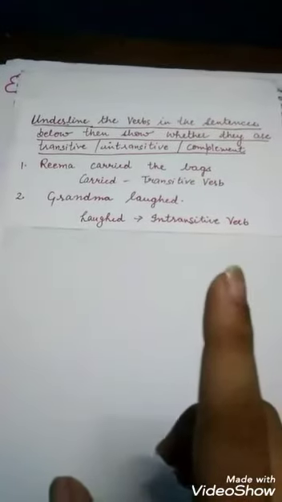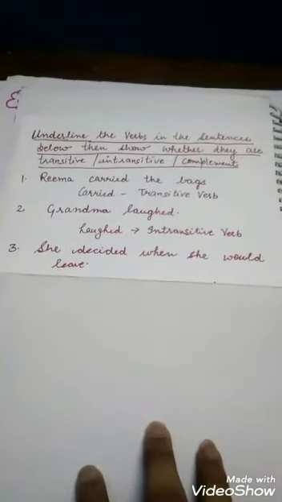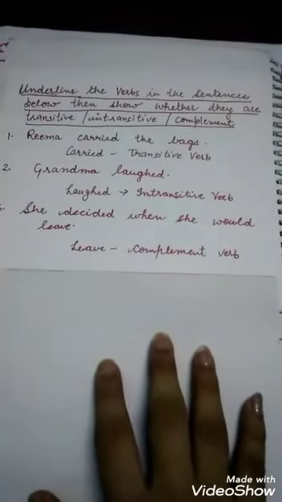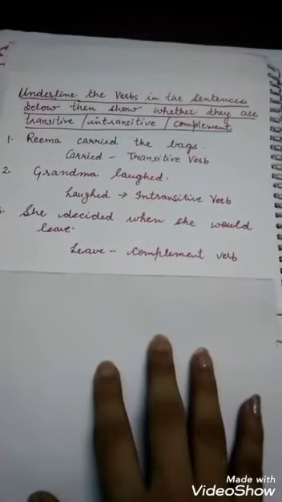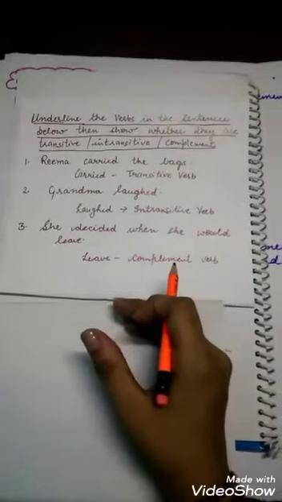Number 2. Grandma laughed. Yes, very good. Laughed is an intransitive verb as the object is not present in the sentence. Now let's move to sentence number 3. She decided when she would leave. Yes, very good. Leave is a complement verb as it is used to give complete meaning to the sentence.